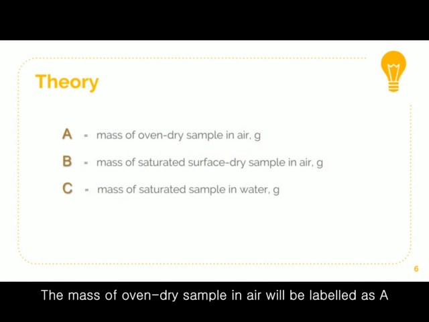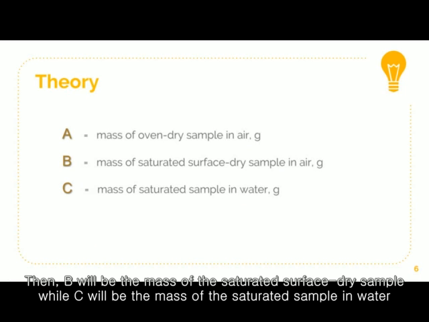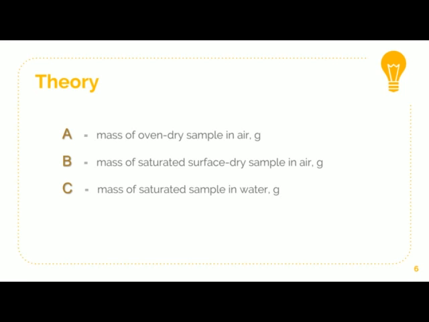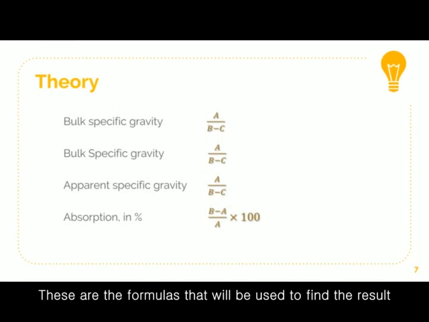Moving on to the theory of the experiment. The mass of oven dry sample in air will be labeled as A. Then, B will be the mass of the saturated surface dry sample, while C will be the mass of the saturated sample in the water. These are the formulas that will be used to find the result.